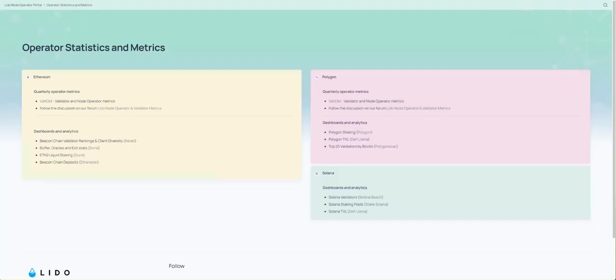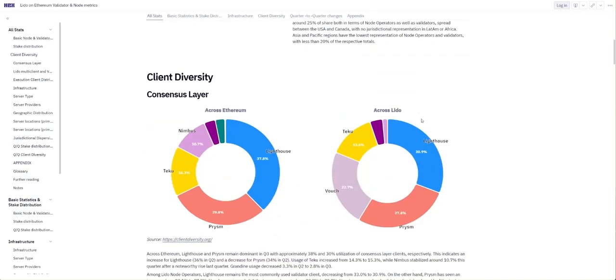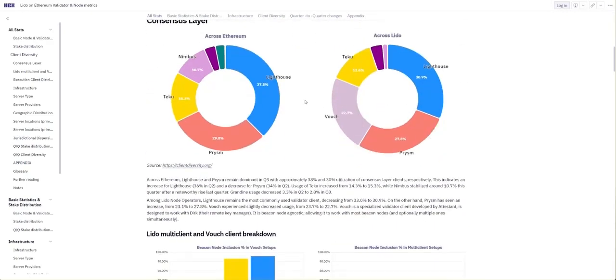So there's quite a bit that you have to take into consideration. And then you can also look at the operator statistics. They have scorecards. You can look at validator nodes and how many are running, and what consensus clients are being used, and so forth. So hopefully that explains a little bit about staking and restaking.